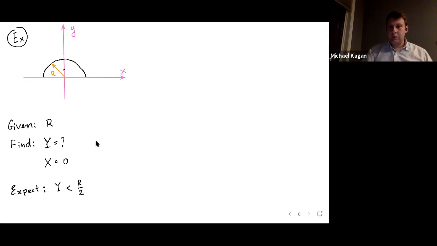Does anybody want to do it? No? Okay, I'll do it. So let's visualize this semi-ring as a collection of point particles. I'm going to pick some representative particle somewhere. And it's easiest to label its position on the semi-ring using the angle from the x-axis.